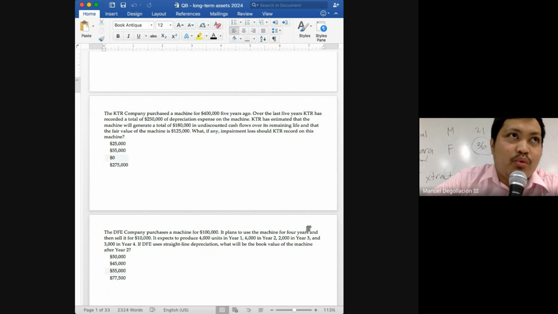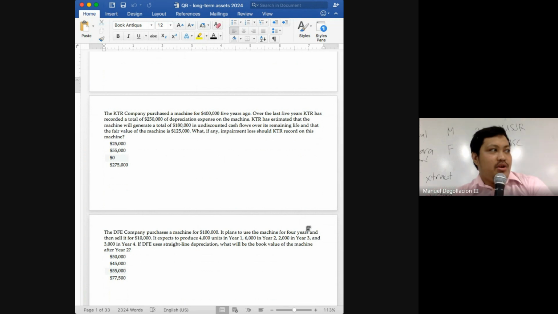So just as a quick recap, under your PFRS, when do we consider an asset to be impaired? If the carrying amount is greater than the recoverable amount. That is the definition of your impairment based on our standards. Okay, but you will not end there.